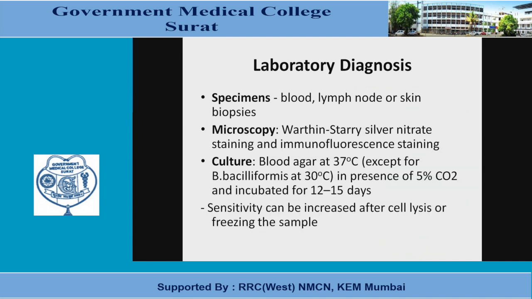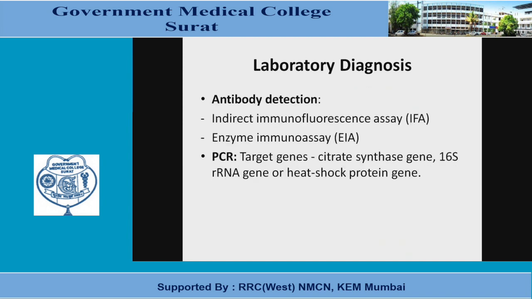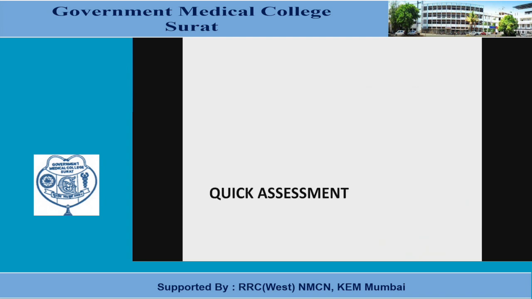How can we go for the laboratory diagnosis? Blood, lymph node or skin biopsies: the biopsy from the skin lesions, lymph node biopsies and the blood. Warthin-Starry silver nitrate staining and immunofluorescence staining are used for microscopic identification. For culture, blood agar at 37 degrees Celsius in the presence of 5% CO2 is incubated for 12 to 15 days. Sensitivity can be increased after cell lysis or freezing the sample. Indirect immunofluorescence test, enzyme immunoassay, and PCR are the other diagnostic modalities.